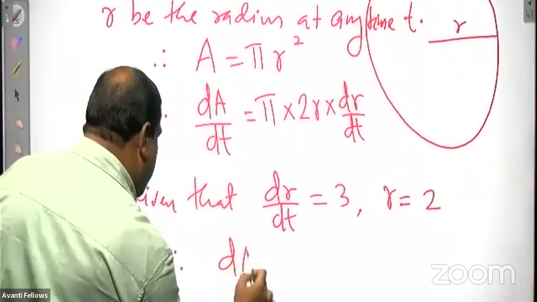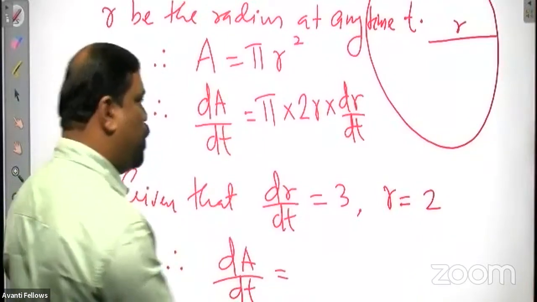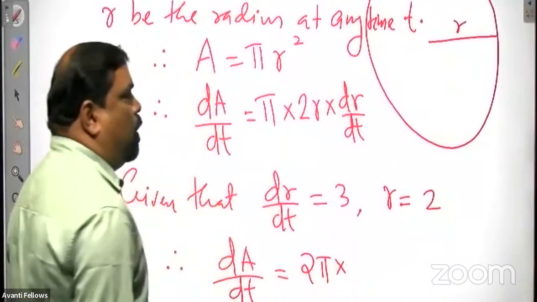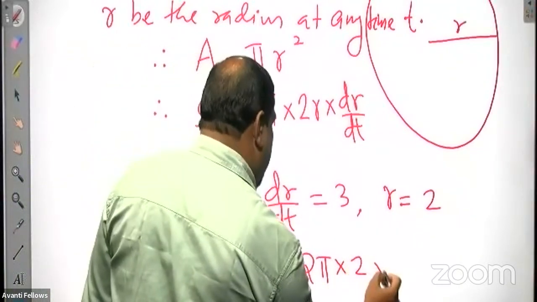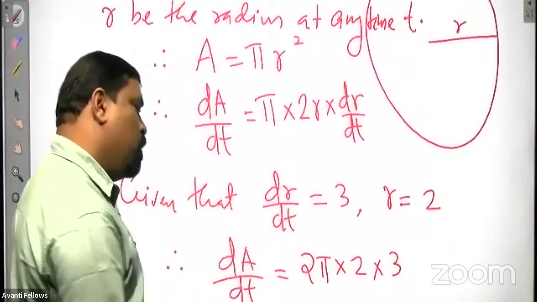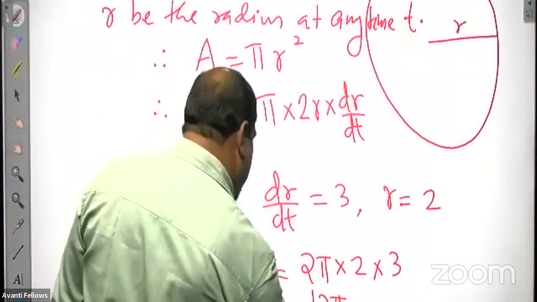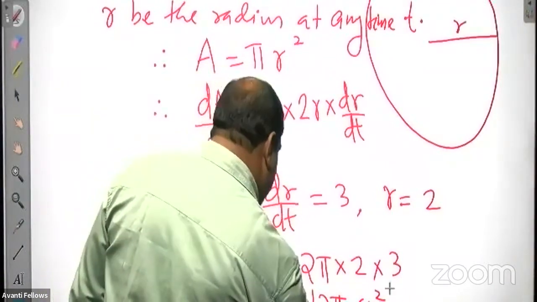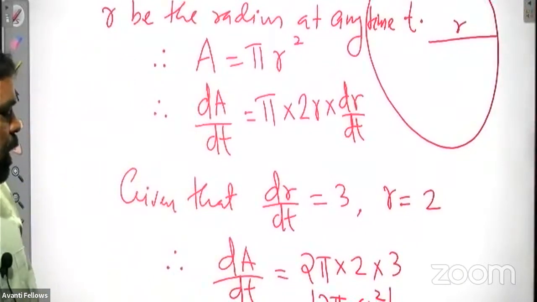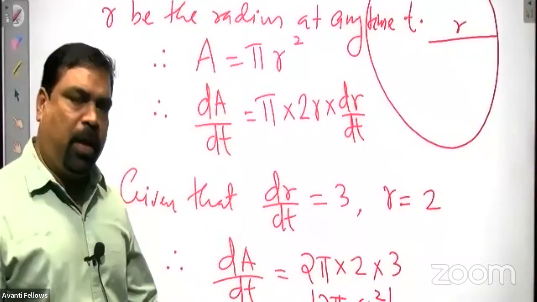Therefore, dA by dt is equal to 2 pi r into dr by dt, which is 3. So, what is the answer? 2 into 2, 4 into 3, 12. 12 pi centimeter square per second. Okay, 12 pi centimeter square per second.